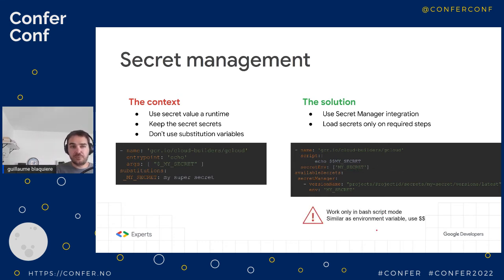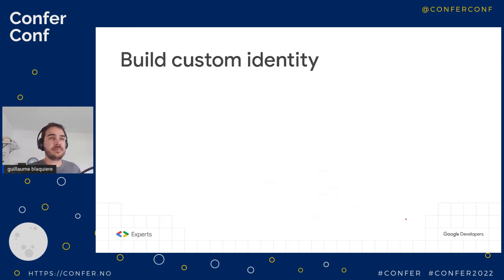Just be careful, you can access your secrets only in script mode, not in argument mode, like I presented on the left, but only in script mode. So here with a script, you have a dollar sign to access your secrets. It's also a constraint to use a script, but keep that in mind. If you use it as arguments, it won't work.